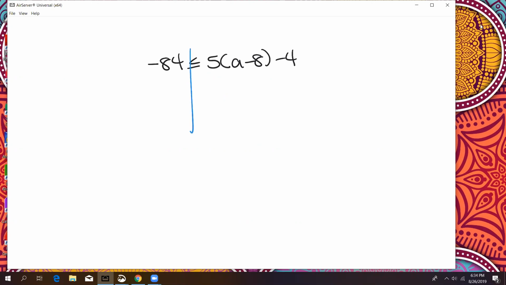Okay, so we've got 2 sides to our inequality here. And so we're going to solve this just as if it was an equation. We're going to do the whole don't call me after midnight. We're going to start with distributing. We're going to distribute the 5. So this gives us 5a minus 40 minus 4. And then on the left, we have negative 84.